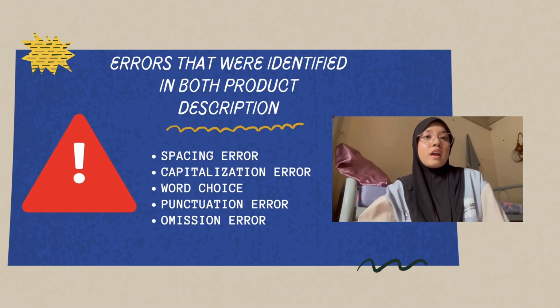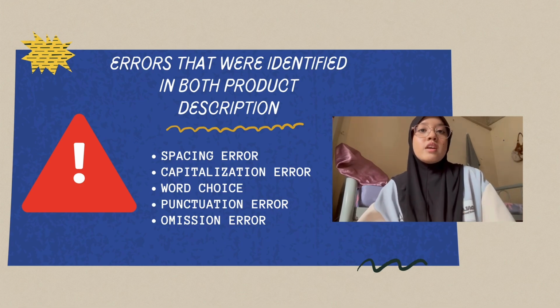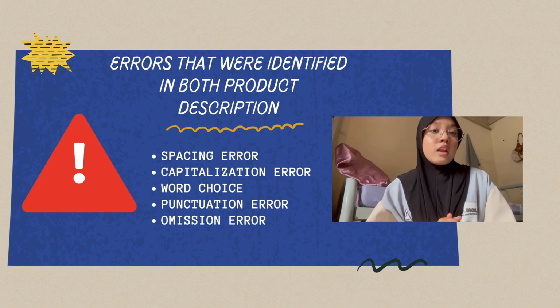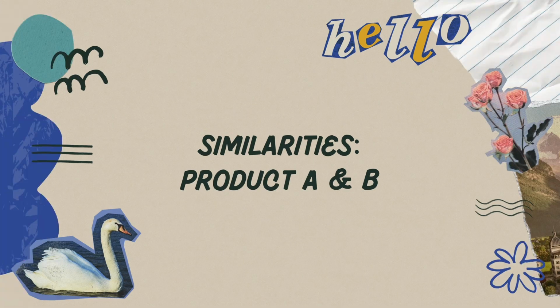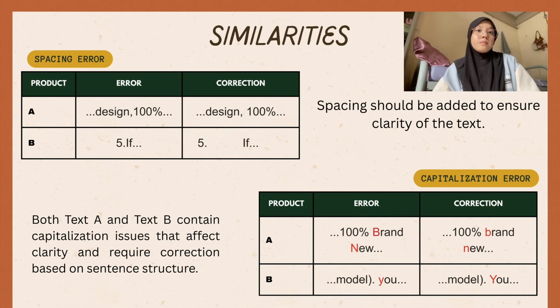So these are the errors that we identified in both product descriptions, which consist of spacing error, capitalization error, word choice, punctuation error, and omission error. Similarities between product A and B. The first error is spacing error. Both products share the same error pattern, which is not putting a space after punctuation. This is important to be corrected to ensure clarity of the text.